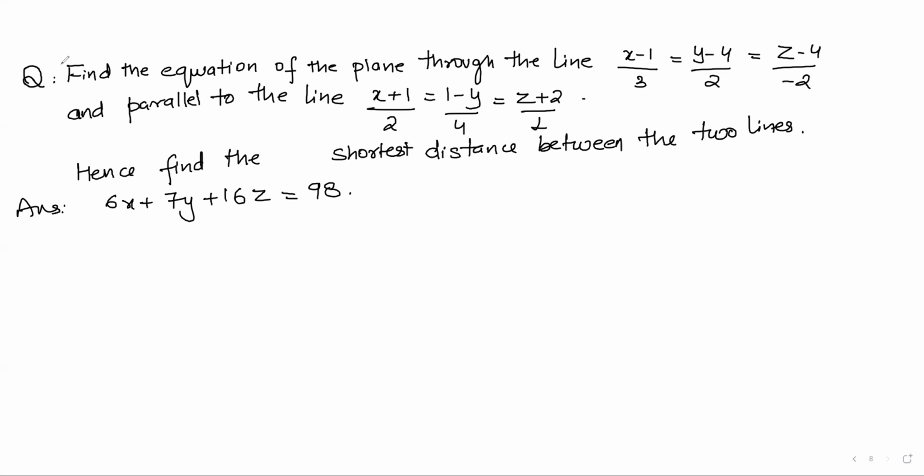Okay, mistake maybe. Okay, getting the same answer: 6x plus 7y plus 16z is equal to 19. Okay, thank you. Take a question. So this chapter is completed. Our last chapter is remaining, which is probability. So we start with that.